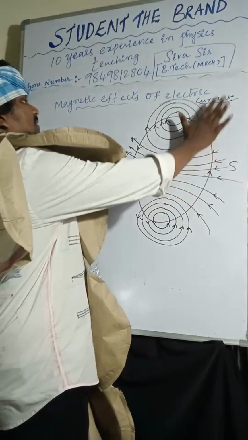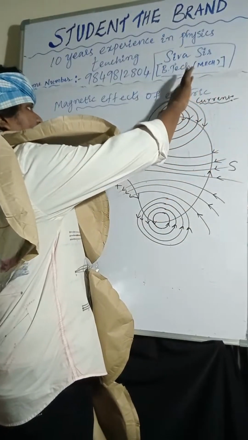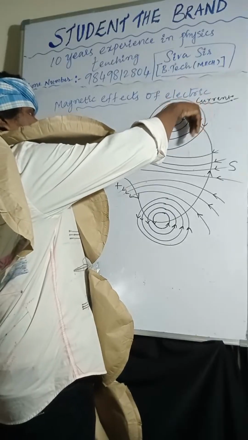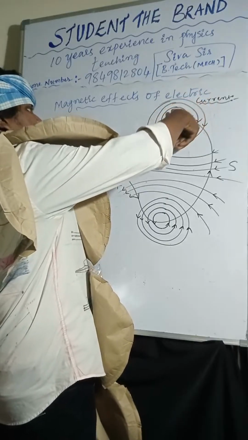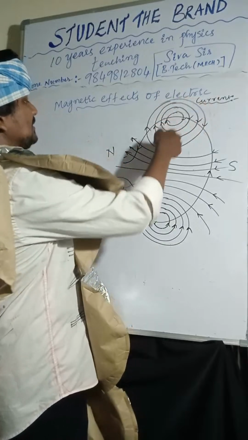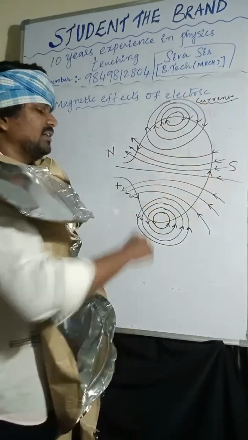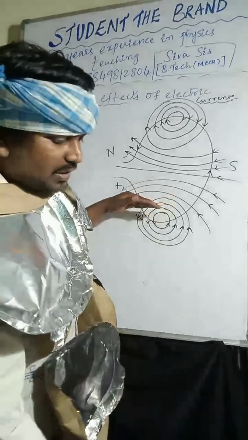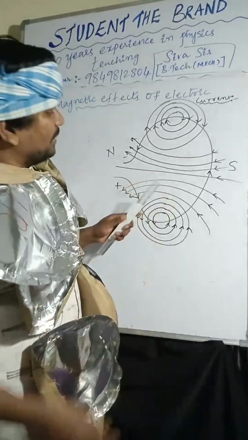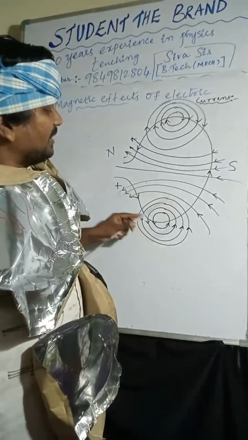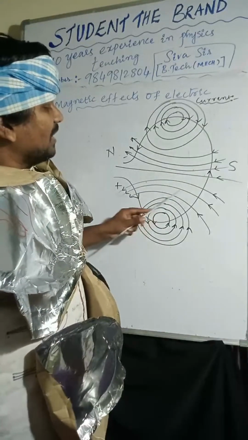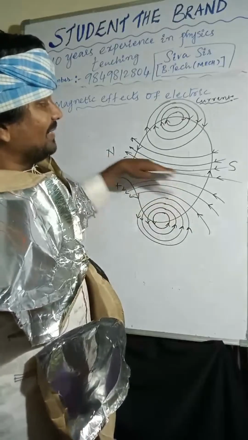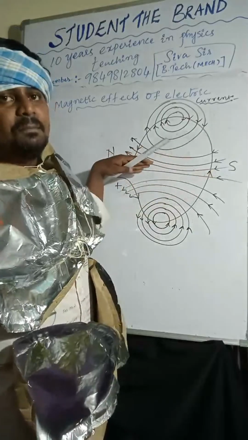Here also, using the right hand thumb rule, if you are placing like this, the magnetic field will be like this. That's the reason this side is north, this side is south. If you keep on increasing from here to here, when the magnetic field is created, it will be like this. When you keep on going exactly to the center, those lines will become parallel.